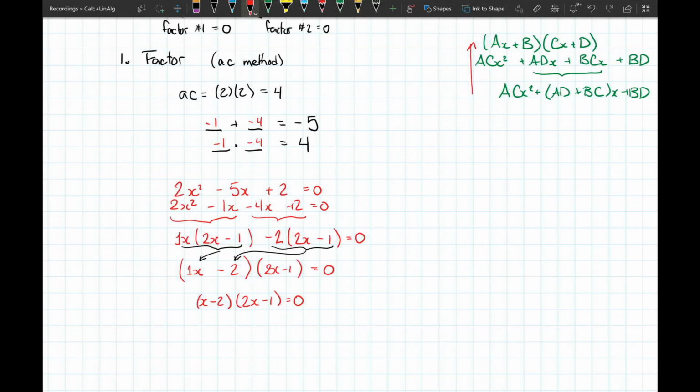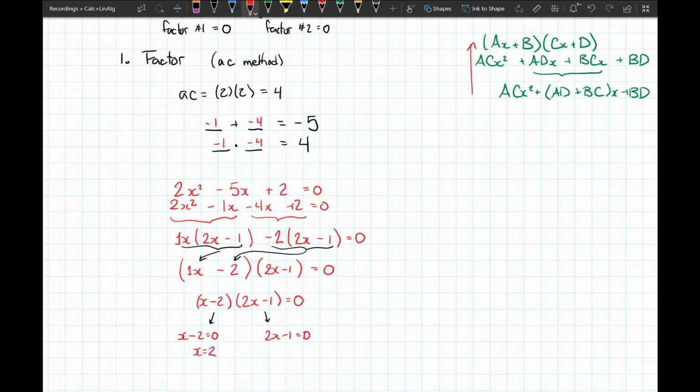Or 2x minus 1 might be equal to 0, and that also would give you a product of 0. We look at each of these two factors individually, and we say, well, one option is that x minus 2 equals 0, and the other option, 2x minus 1 equals 0. Both of these being linear equations mean I can just add a number and possibly divide.